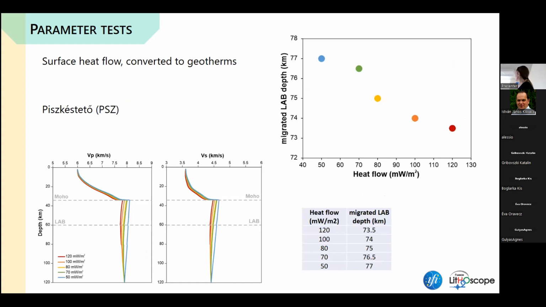We also did a migration using the different geotherms for the different heat flows. And you can see here that the higher heat flow we use, the lower is the migrated LAB depth, which is what we actually would expect.